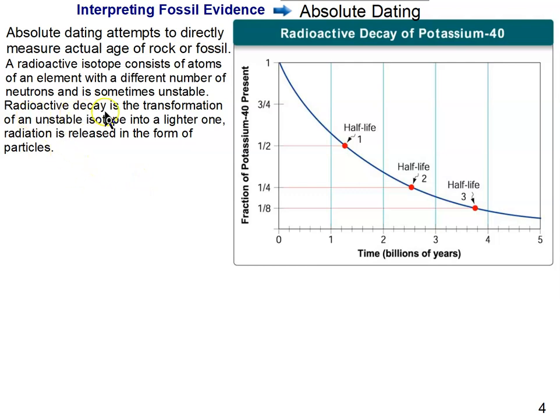So that process of potassium-40, for example, turning into argon is known as radioactive decay. The potassium-40 is decaying into argon. So it's the transformation of an unstable isotope, like potassium-40, into a lighter one, like argon. And radiation is released in the form of particles. So we have this concept in radiometric dating.